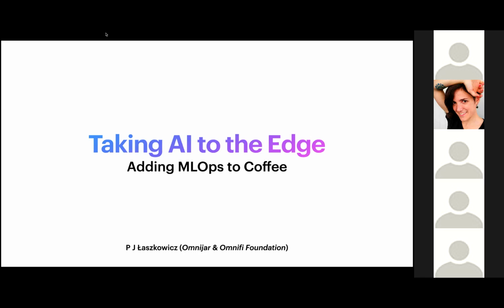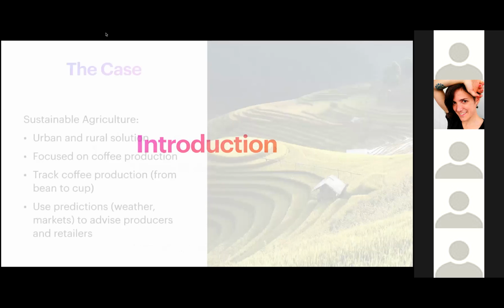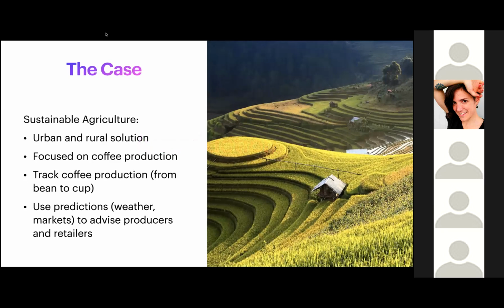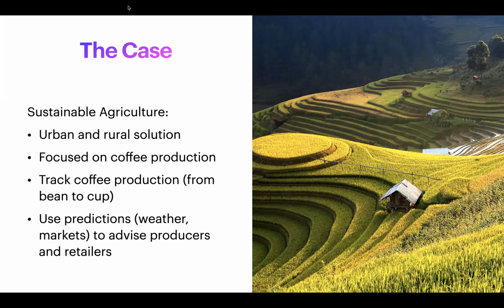I've said adding ML to coffee here because it's actually an agricultural project specifically focused on the coffee industry. So the case that I had originally was to build a sustainable agricultural product. And again, as a hobby project before it kind of got out of hand. So it focused on urban farming and rural farming, predominantly in Kenya originally, but now across Africa and South America.